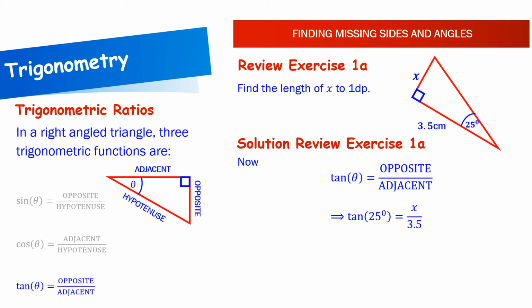So substituting in the values gives us that tan 25 degrees equals x, which is the opposite, over 3.5 centimeters, which is the adjacent. And therefore, rearranging the equation gives us that x equals 3.5 times tan 25 degrees. And therefore, x is equal to 1.6.